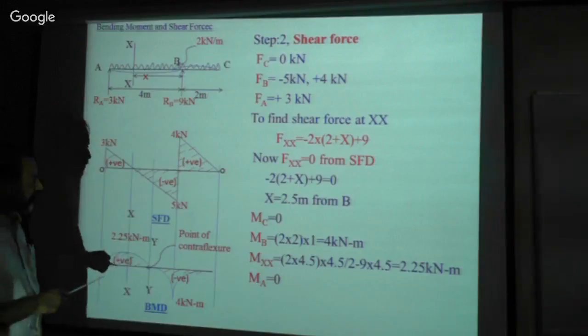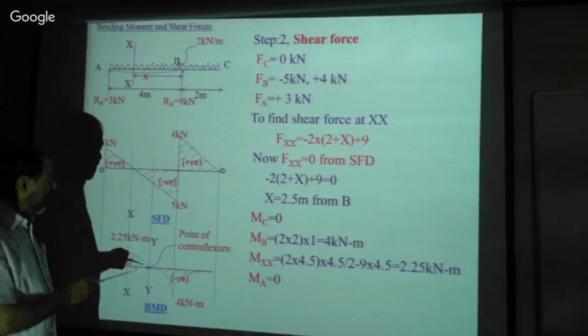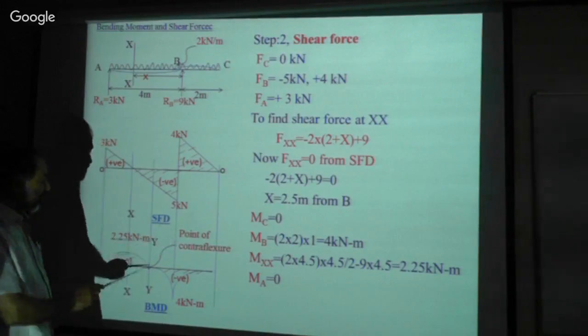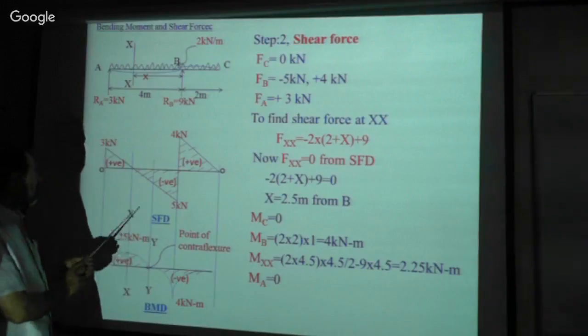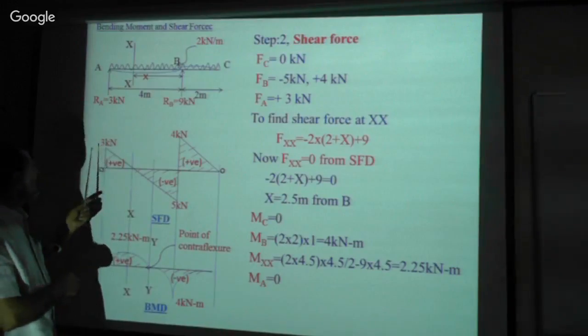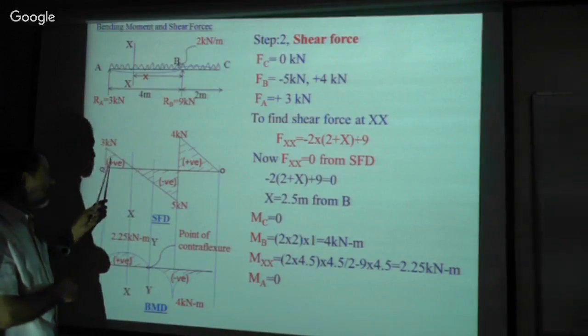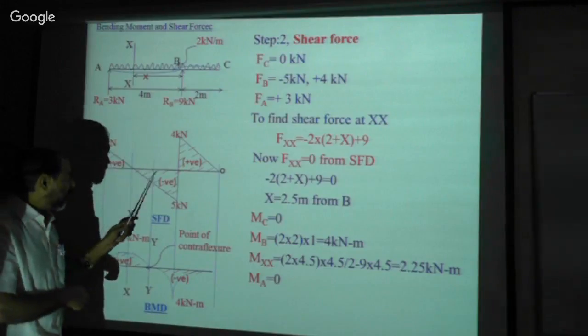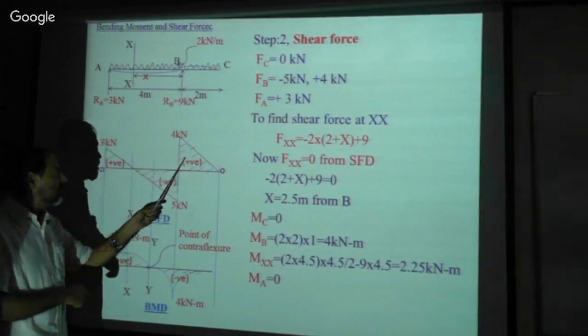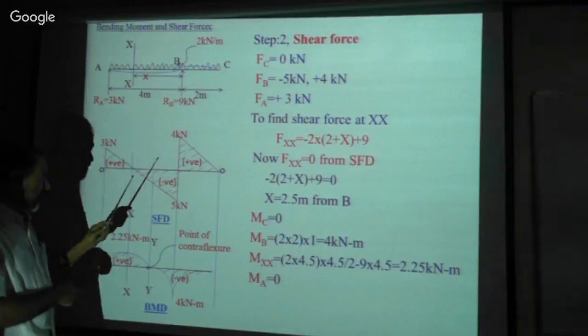And there is again something we need to address. We need to calculate the point of contraflexure. Again, see, when the shear force changes its sign from positive to negative or negative to positive, the bending moment will be maximum.